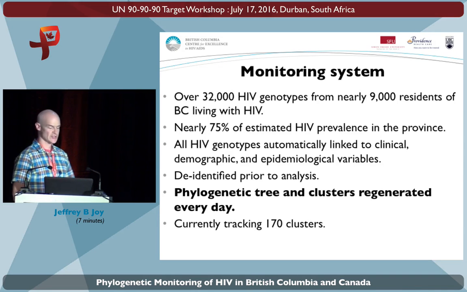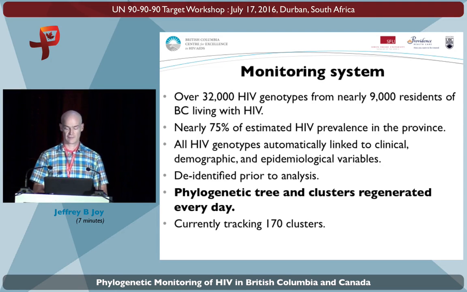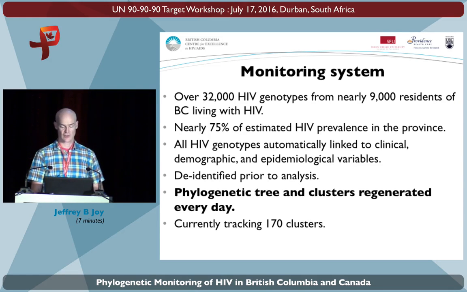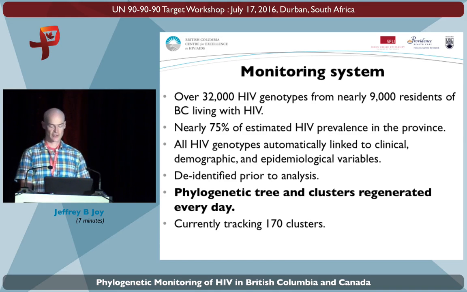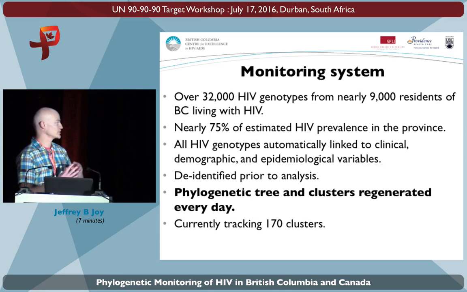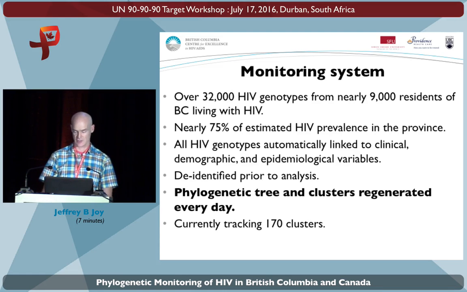Okay, on to our monitoring system. So we have over 32,000 HIV genotypes in our database from nearly 9,000 people, and that represents nearly 75% of the estimated HIV prevalence in the province of British Columbia. These genotypes are all automatically linked to clinical, demographic, and epidemiological variables, and they're de-identified prior to analysis. So every single day, we regenerate the phylogenetic tree of BC's HIV epidemic, and then we break that into clusters. And we're currently tracking 170 clusters.